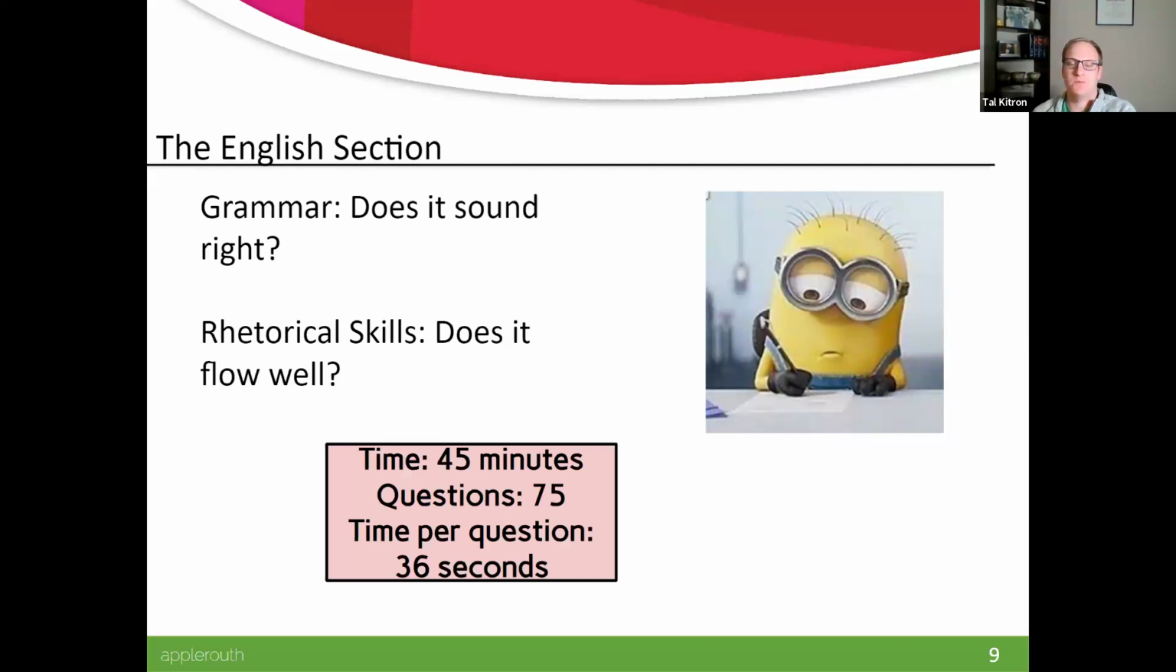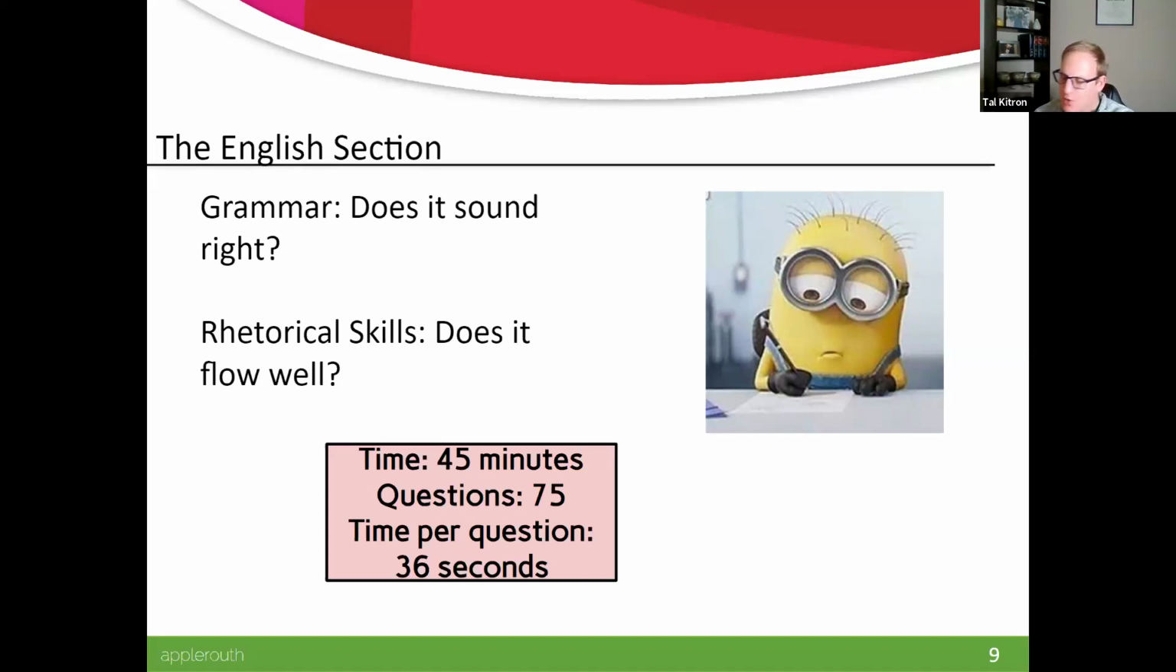All right, let's start with English. There are only about 12 or 13 English question types. Finite, right? Not too many to worry about. About 7 or 8 of them are grammar, and the rest are what we call rhetorical skills. And our strategy on a baseline level will differ between grammar and rhetoric.